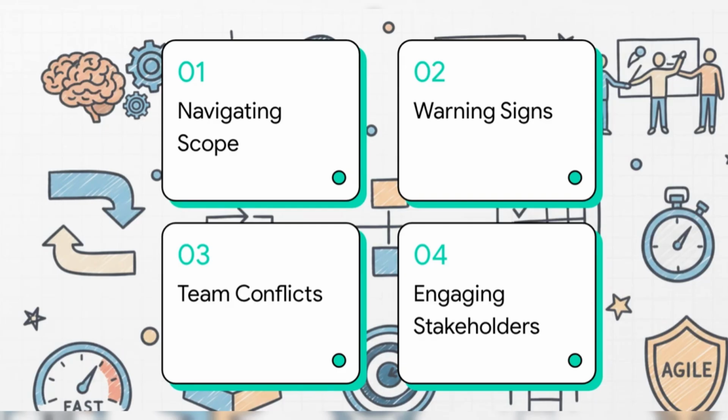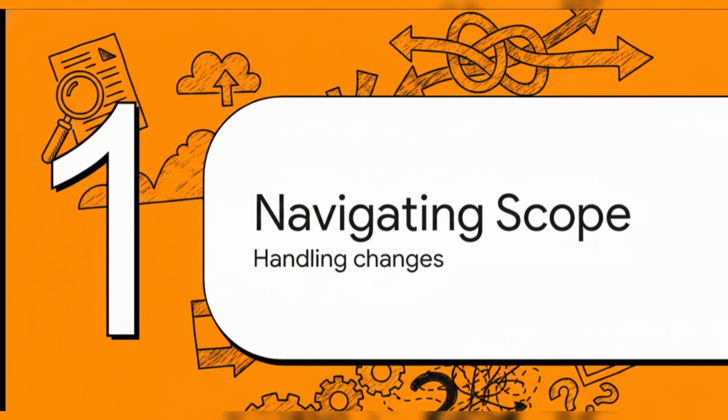Think of this explainer as your 4-part playbook for untangling real-world project chaos. We'll be covering 1. Navigating shifting project scope. 2. Troubleshooting agile warning signs. 3. Resolving team conflicts. And 4. Engaging difficult stakeholders. Starting off with Part 1, Navigating Shifting Project Scope.